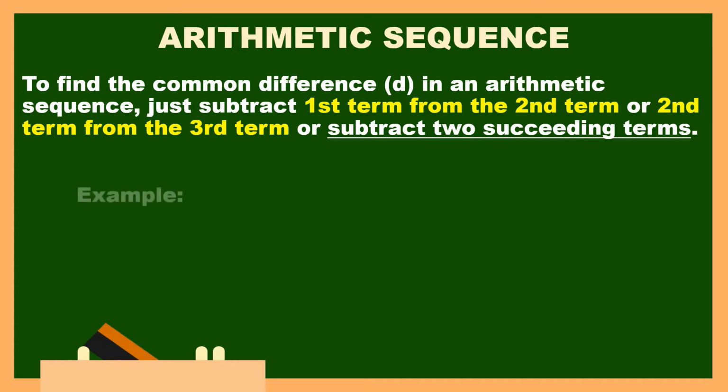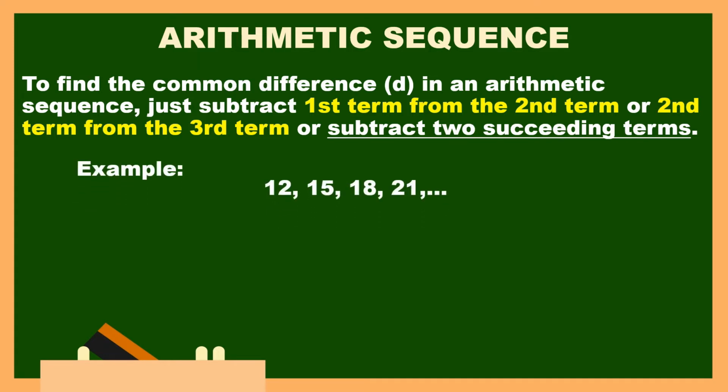Halimbawa po, 12, 15, 18, 21. Dito sa given arithmetic sequence, 12 ang ating first term. 15 naman ang second term, 18 ang third term, at 21 ang fourth term. So para makuha ang kanilang common difference, we will subtract the first term from the second term. Ibawas po ang first term mula sa second term.